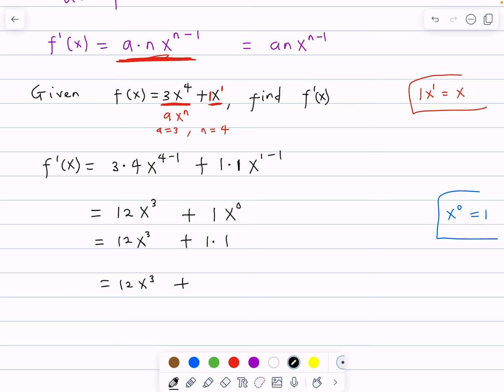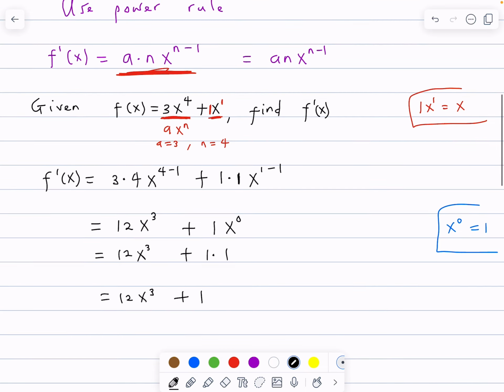And that will be the derivative of 3x to the power of 4 plus x. Yeah, I hope this helps.